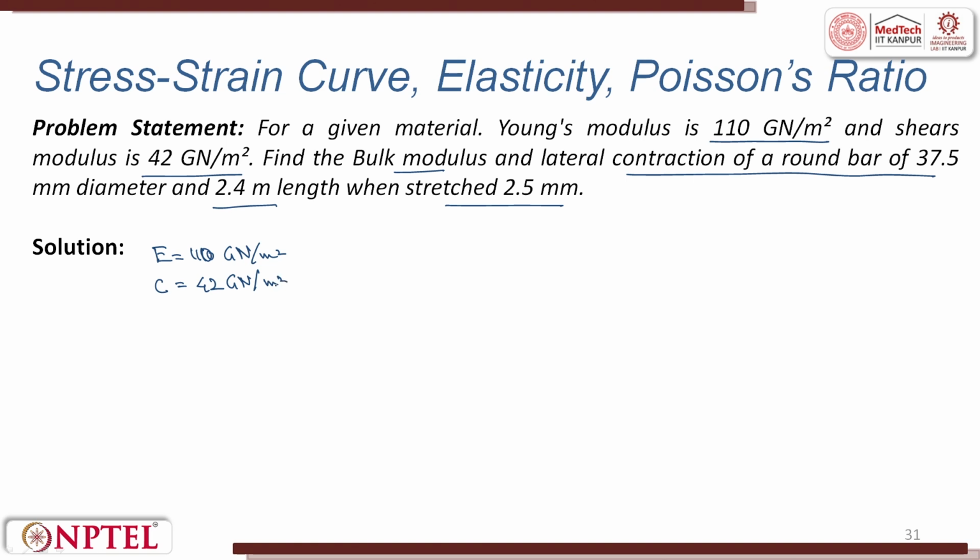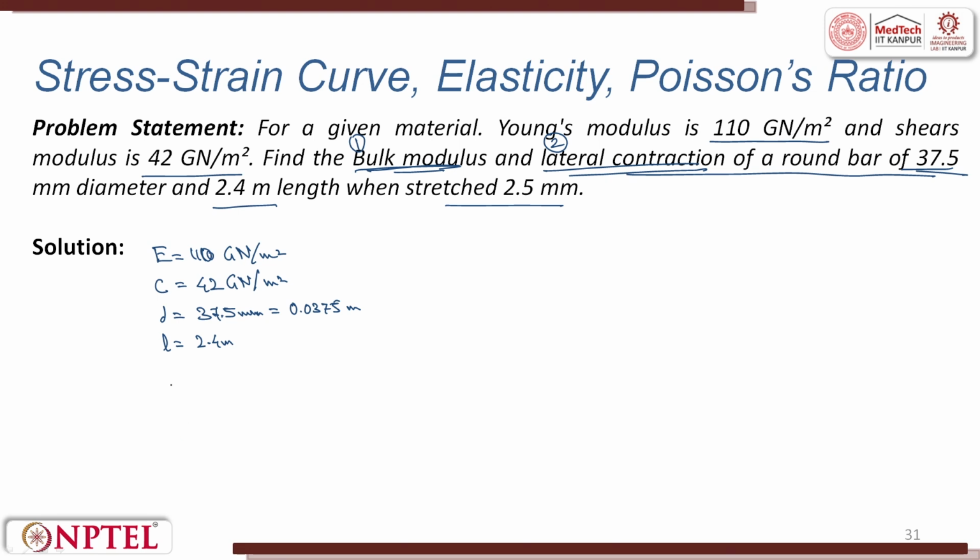We have also been given the diameter of the bar, 37.5 millimeter. Because all other things are in meter, I will also convert this into meter. This is equal to 0.0375 meters. Length of the round bar is also given, that is L is equal to 2.4 meters. I have to find the bulk modulus and lateral contraction, right. This is 1, this is 2.